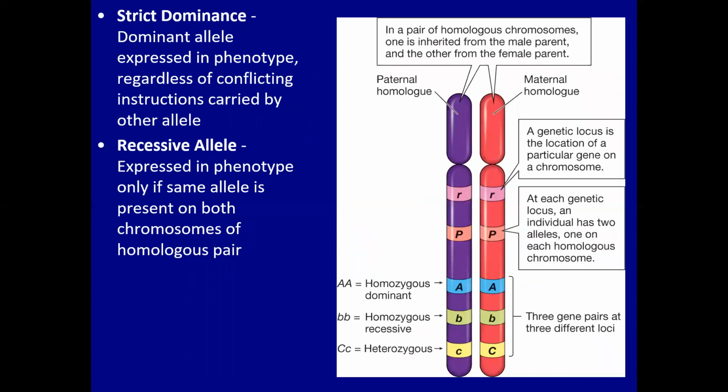So if you have a situation where you have strict dominance, that means the dominant allele is expressed in the phenotype regardless of the information that's carried by the other allele, such as blue eyes and brown eyes. The brown eye is dominant, and what you're going to see is the dominant eye color, all right? Recessive alleles are expressed only if they're present on both chromosomes of a homologous pair.